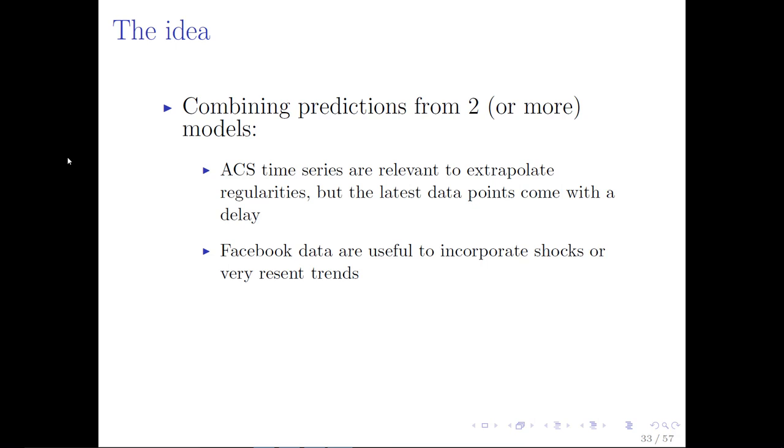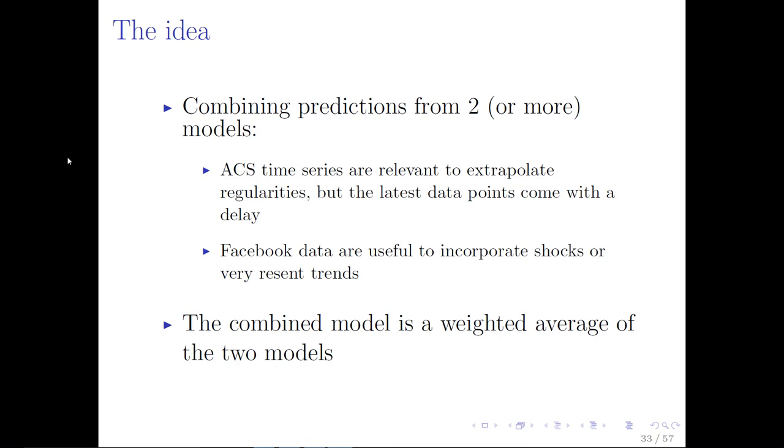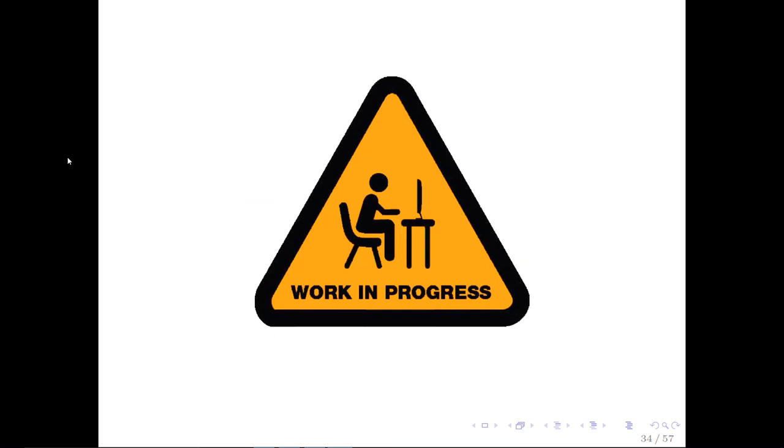The time series model may give us a sense of extrapolation of ongoing, long-term trends. Facebook data might be useful to incorporate recent shocks. If something happens that was unexpected, we may be able to pick that up from Facebook, not so much from the American Community Survey, because the latest data point might be 2 years old. And then we could combine that as a weighted average of the two models based on the past performance of the two models. So this is something we're working on, and I don't really have additional results to show you. I hope to be able to show you some results next time I see you, but I wanted to give you a sense of the direction of this project.